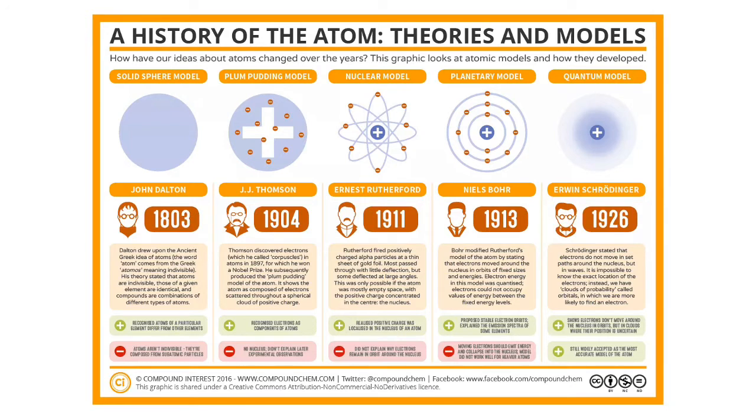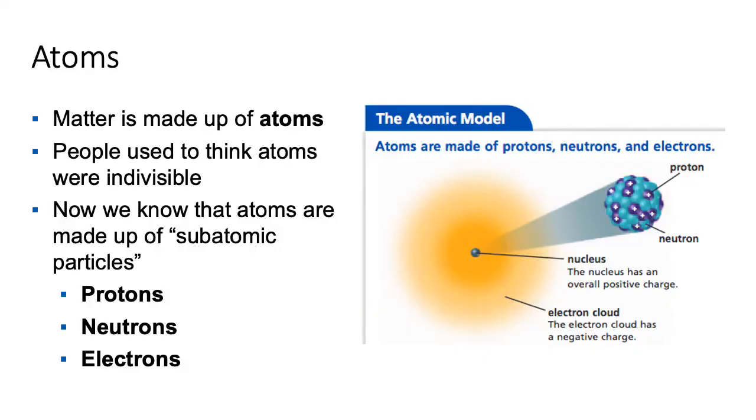So we call those electron clouds, and you can see that sort of hazy depiction around the nucleus represents an electron cloud. So again, matter is made up of atoms, and now we know that atoms are made up of subatomic particles, and there are three subatomic particles that we're going to talk about. There's protons and neutrons. Those are the particles that are in the nucleus in the middle of the atom. And then there are electrons, which are little tiny negative particles that are around the nucleus in the electron cloud.